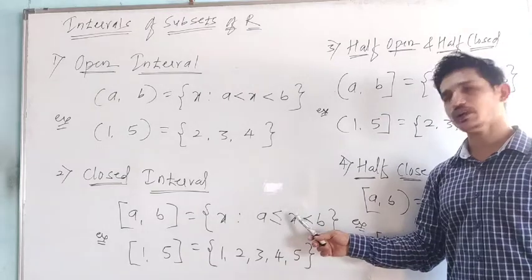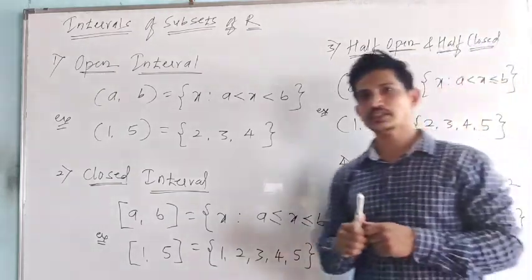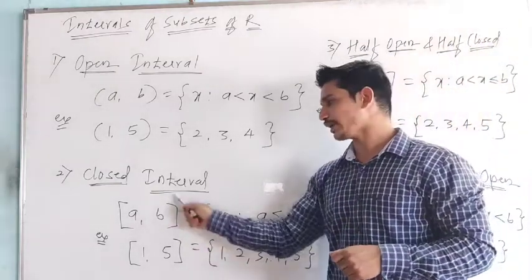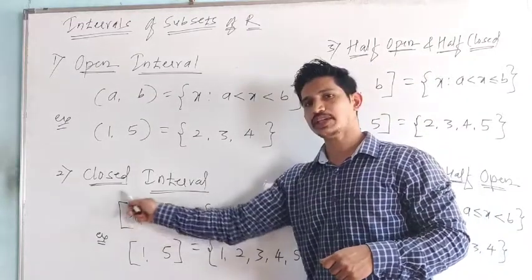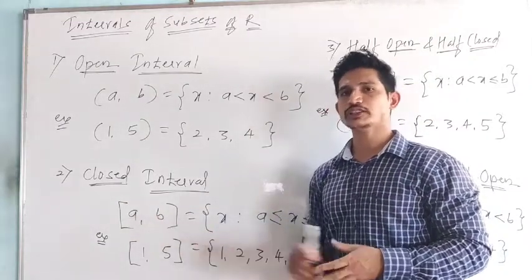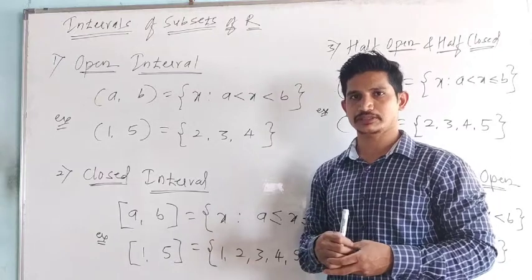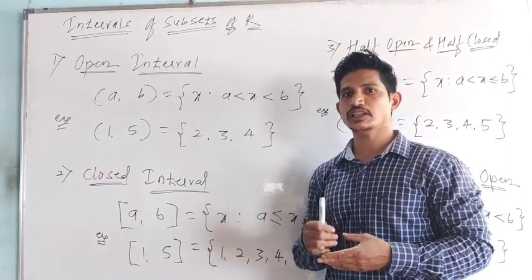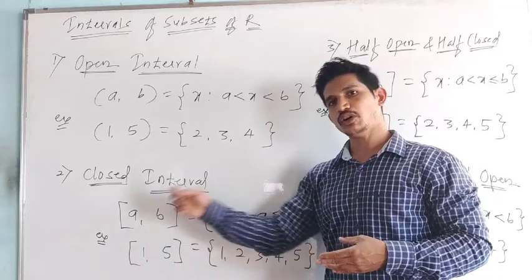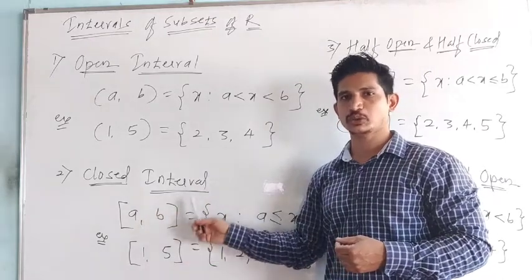That's why it is called a closed interval. And the closed interval is always given by a closed bracket on both sides. So it is called a closed interval. In the closed interval, all the numbers we are taking, and boundary points also we are taking.